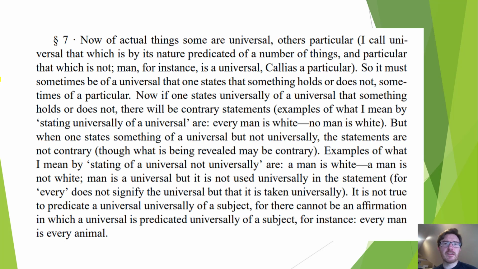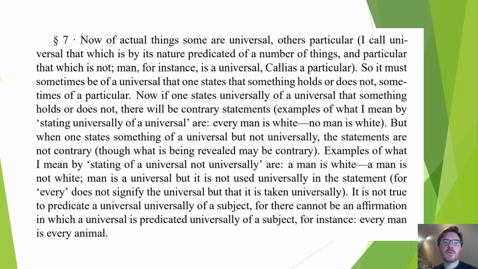But then if he gives you an example, you'll be able to stop and say, oh, okay, let me think about this example and see if I can use the content of the example to understand the general claim that he made right before he gave the example. So in this case, the example that he gives is that man is a universal, Callias is a particular. So this is worth exploring in more detail.